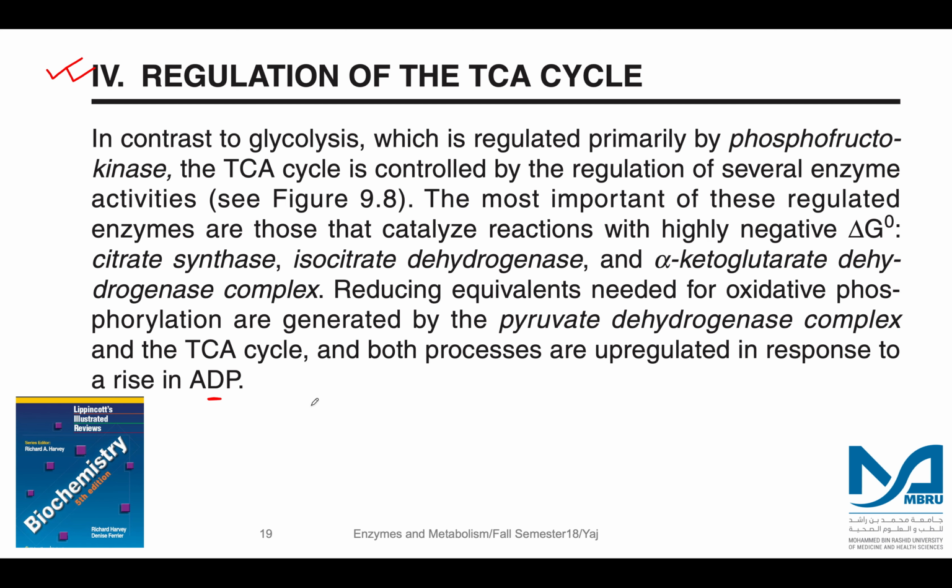So if ADP goes up, then the whole process of the citric acid cycle will be upregulated because you need to produce ATP. And there are several enzymes that are affected, and these are the pyruvate dehydrogenase complex and the alpha-ketoglutarate dehydrogenase complex, and also citrate synthase, isocitrate dehydrogenase. So there are several enzymes which are affected by the rise in ADP concentration.